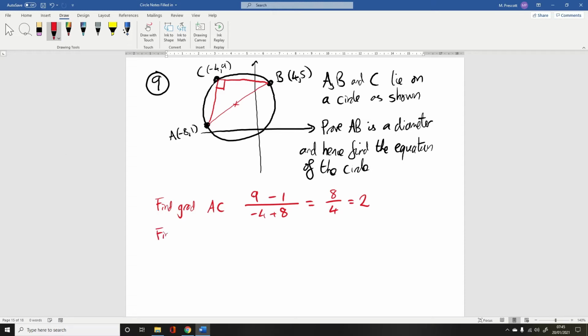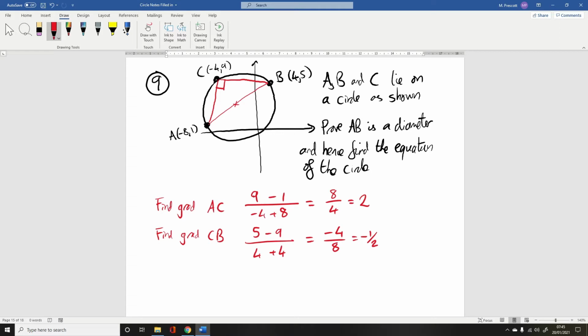And then we want to find the gradient of CB. So do the same thing. So let's do B first. So 5 take 9 and 4 plus 4, because again we're taking away minus 4 there. Minus 4 over 8 is minus a half. Okay, cool. So we basically got what we need.